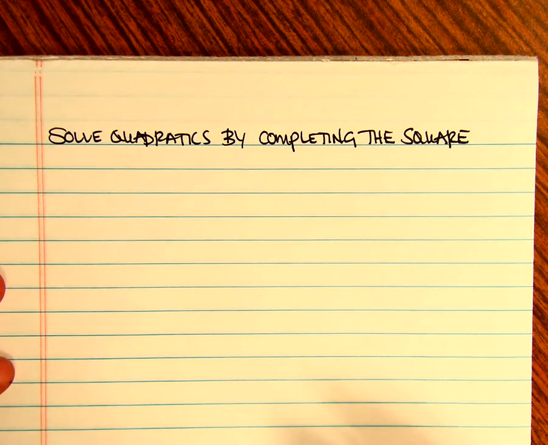So far we have solved quadratics by square roots. We have solved quadratics by factoring. But what happens if you can't factor it? It's not factorable. We no longer write prime.